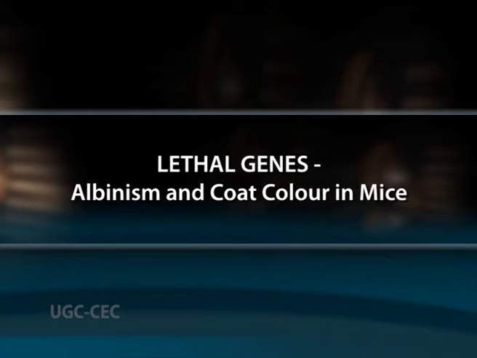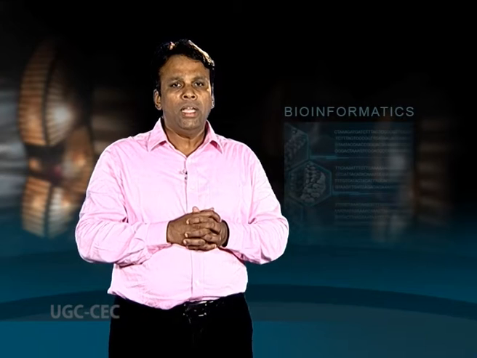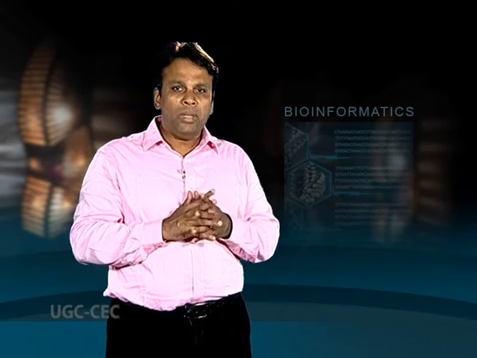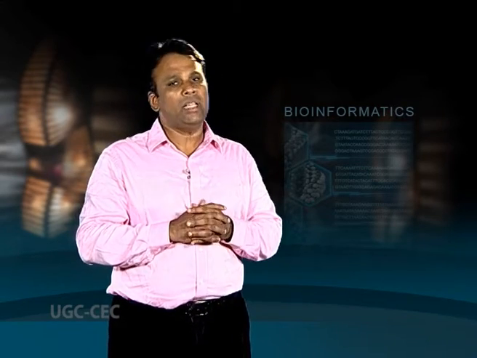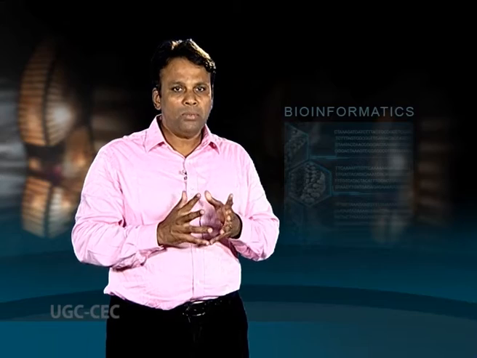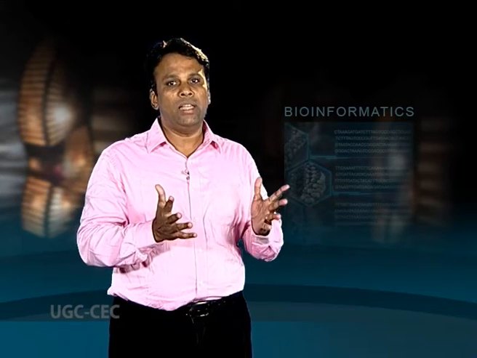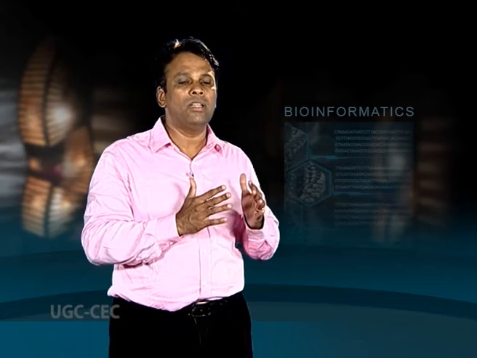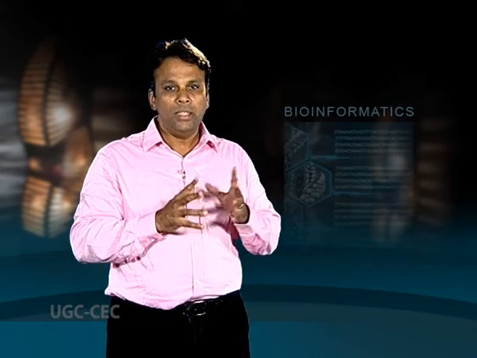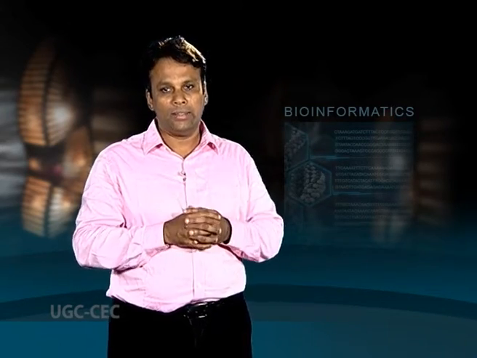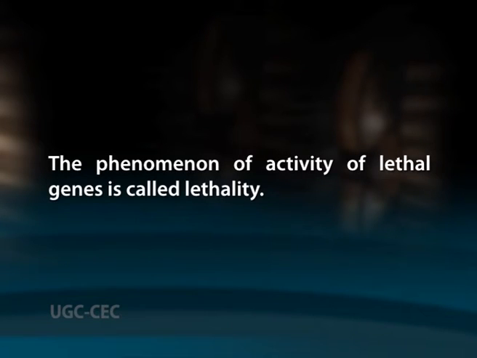Now, let us examine the case of lethal genes, which can be very well represented with the example of albinism and coat color in mice. Genes may affect viability as well as the visible traits of an organism. Sometimes organisms die when these alleles or genes are present in homozygous condition. These are called lethal alleles. The phenomenon of activity of lethal genes is called lethality, that is, death.